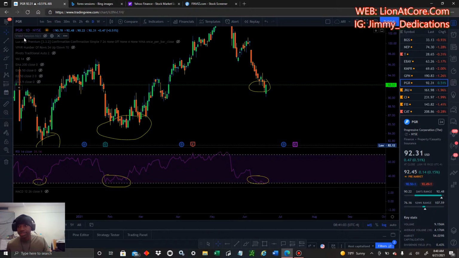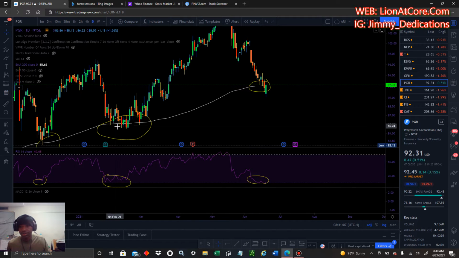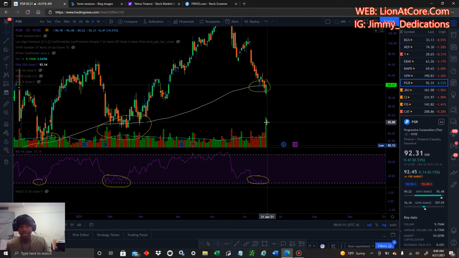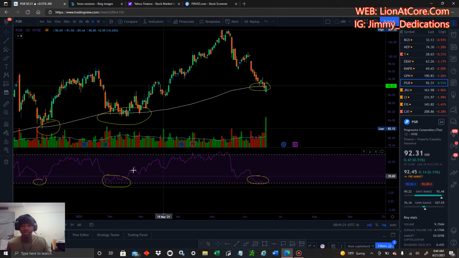So let me add this. I think it's gonna bounce because of this white line right here. Because of this, a lot of buyers stepped in right here. I like that big volume bar. A lot of people bought shares right there, way above average, double the average.